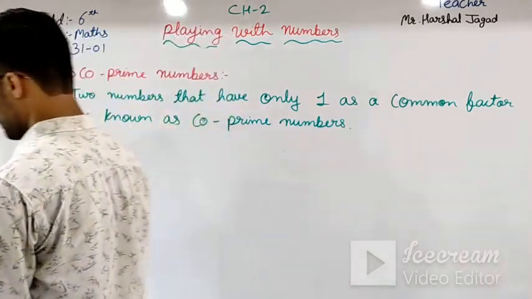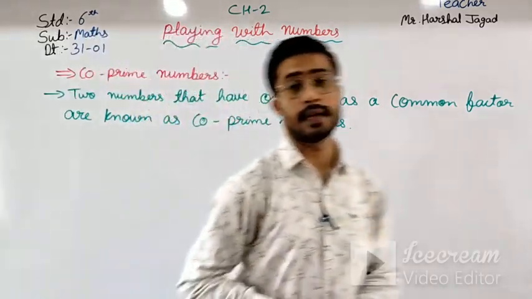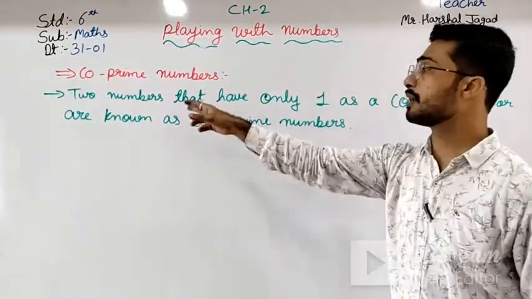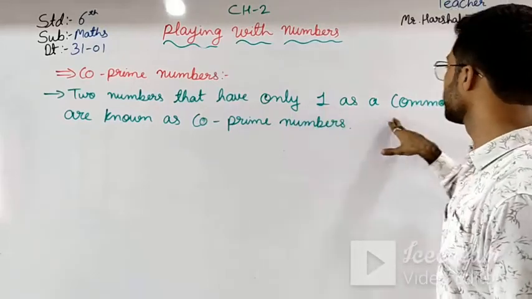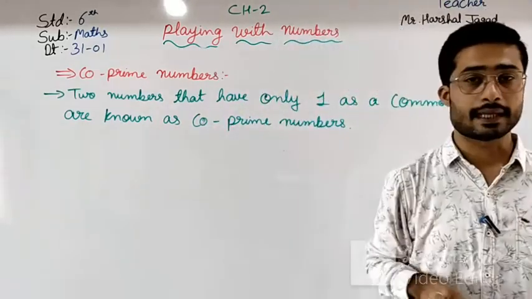Okay, here two numbers that have only one as a common factor are known as co-prime numbers. Thus all the prime numbers are co-prime numbers. However, composite numbers can also be co-prime numbers. Here, what are co-prime numbers? Two numbers that have only one as the common factor are known as co-prime numbers.